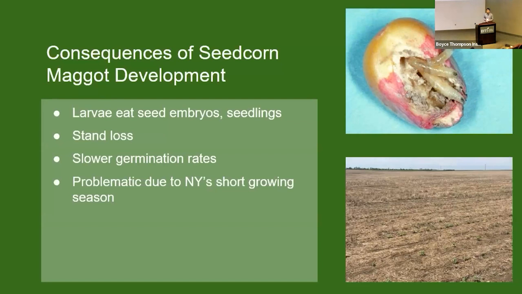Another problem is slower germination rates, which don't affect the final yield in theory. But again, in New York, it's also a problem. And it is impacted because, again, winter comes on too fast to have things germinate slowly.